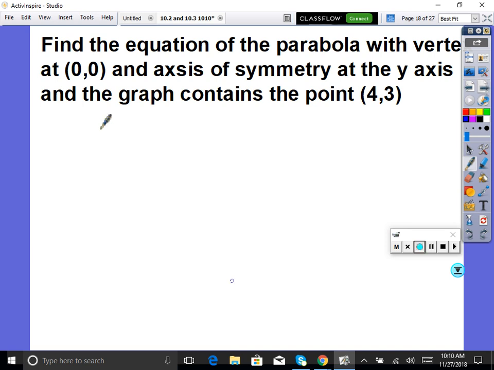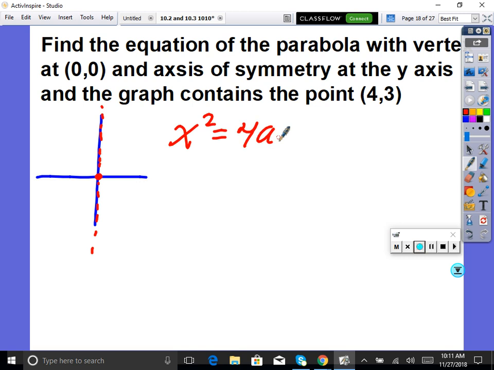So you're saying if we draw an xy graph here, my vertex is at 0, 0, and it's the y-axis, so good point. Do you guys see why she's saying we know it's up or down? If that's the axis of symmetry, then it has to open up or down. It couldn't open sideways. So it's either x squared equals 4ay or x squared equals negative 4ay, right?